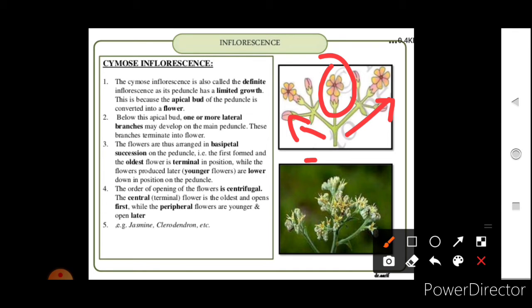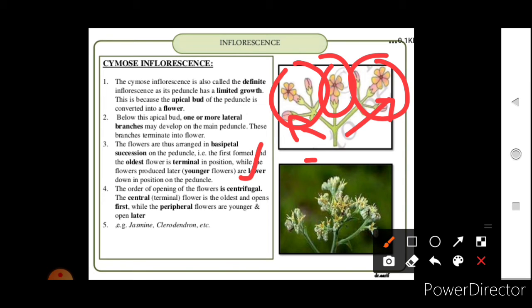These branches terminate into flowers, and these are also terminating into the flower. The flowers are thus arranged in basipetal succession on the peduncle, that is the first formed and the oldest flower is in the terminal position, while the flowers produced later, that is younger flowers, are lower down in the position of the peduncle. The order of opening of the flowers is centrifugal.